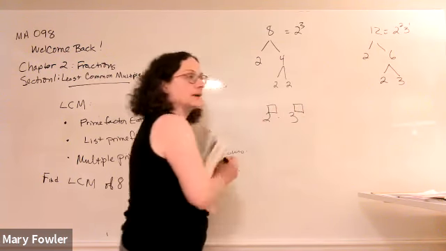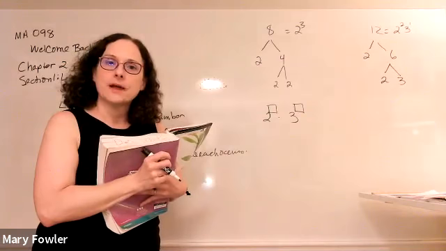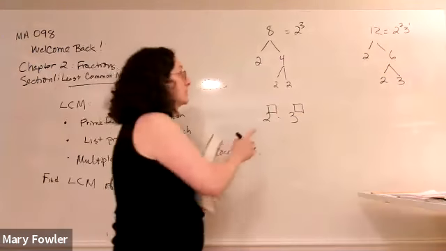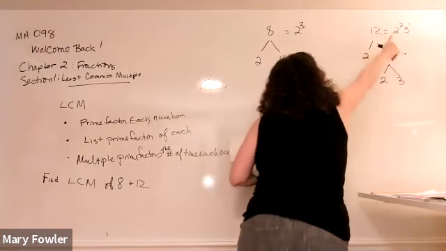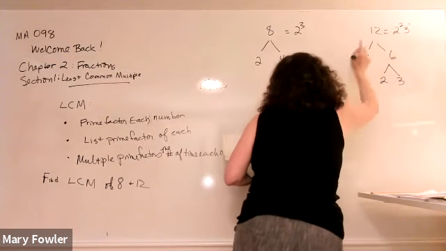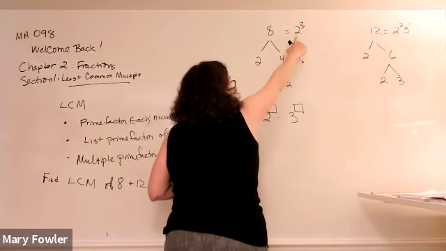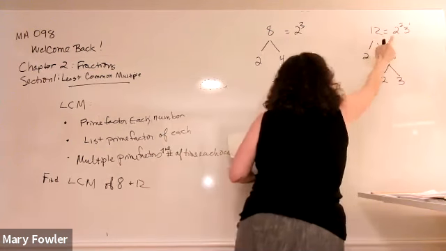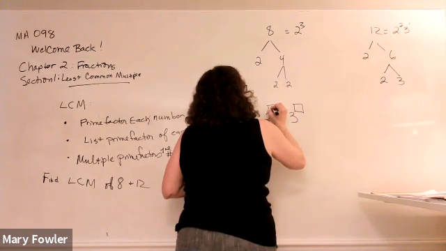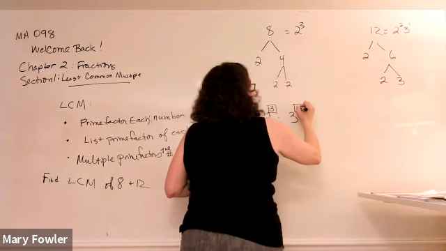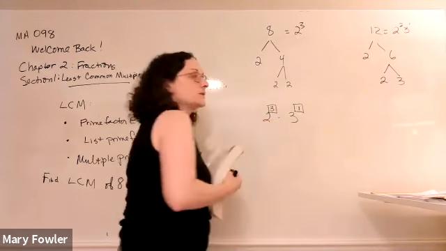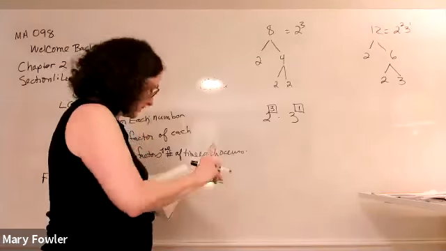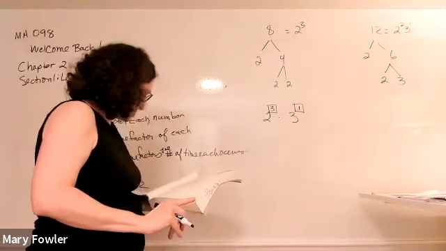And the exponent that I'm going to raise each of those prime factors to is going to be the largest that occurs in those prime factorizations. So 2 is raised to the power 3 in the first factorization and to the power 2 in the second factorization. So let's grab the 3 because it's bigger. And the 3 is raised to the biggest number, which is 1. So this is my least common multiple.